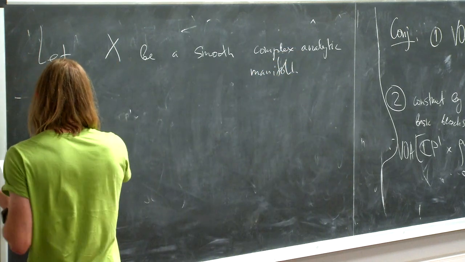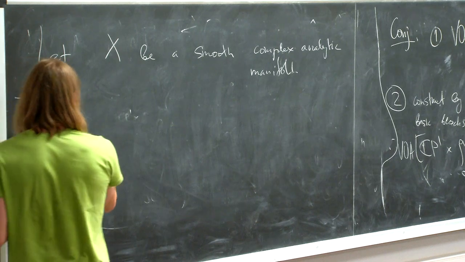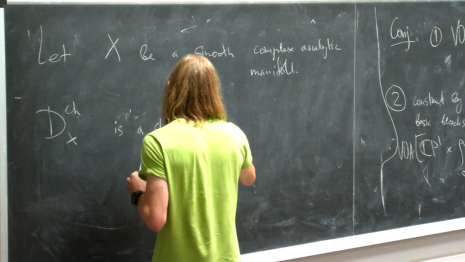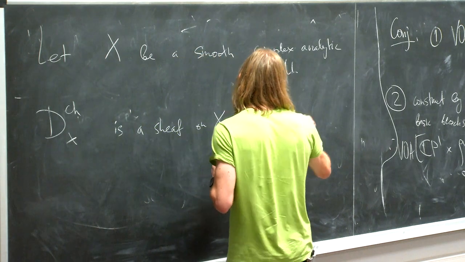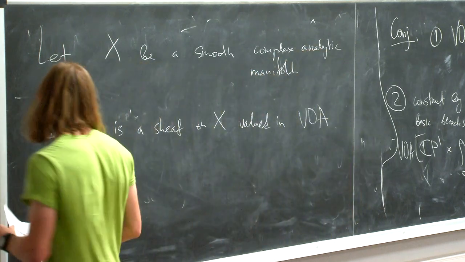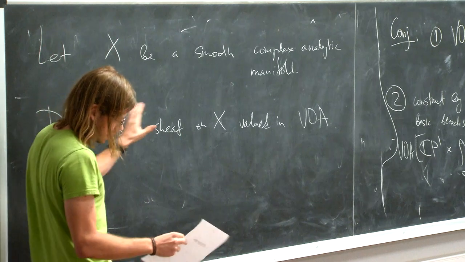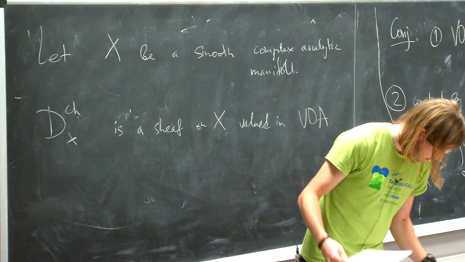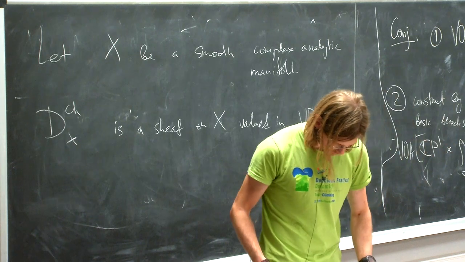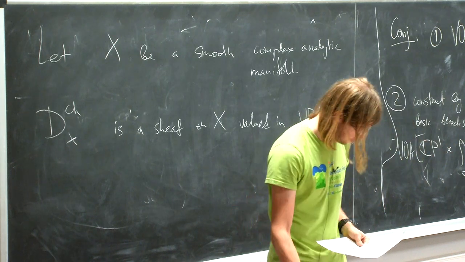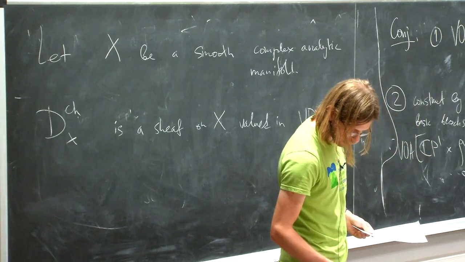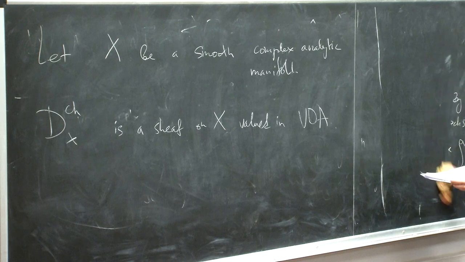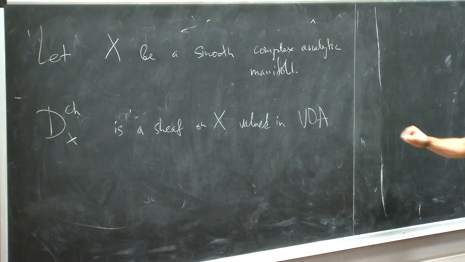We want to define this. The sheaf of chiral differential operators is a sheaf on X valued in a vertex operator algebra. So for each open subset, one needs to tell you what the corresponding vertex operator algebra is.